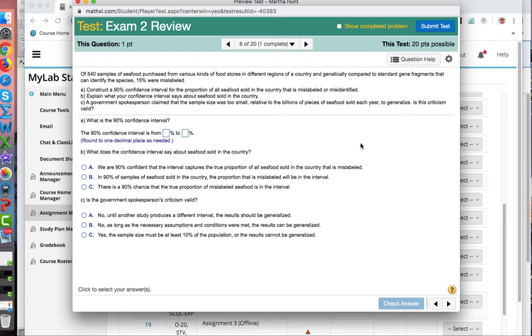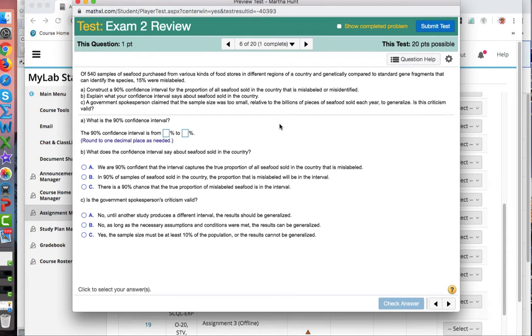Of 540 seafood samples purchased in different stores in different sections of the country, 15% of them were mislabeled. Construct a 90% confidence interval for the proportion of seafood sold in this country that is mislabeled or misidentified.